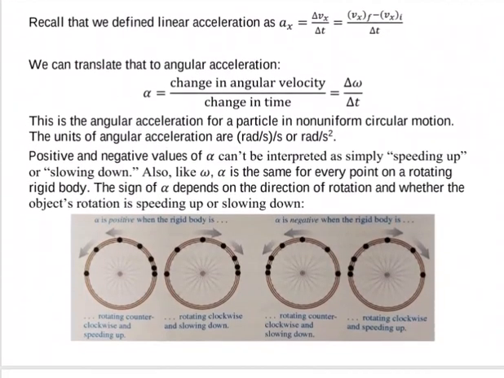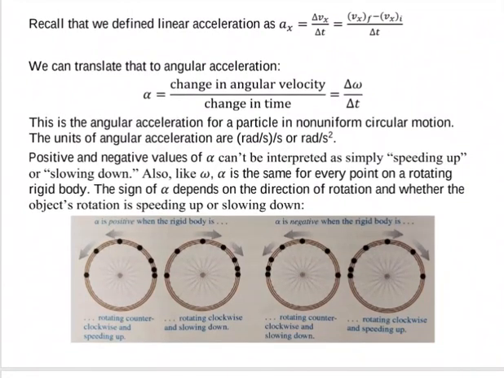So recall that we defined linear acceleration as a sub x, if it was in the x direction, to be delta v sub x, the change in velocity over change in time, and that was v sub x final minus v sub x initial over delta t. As we saw in the last section, there is a definite correlation between linear and angular stuff. So now, what is our angular acceleration going to be?